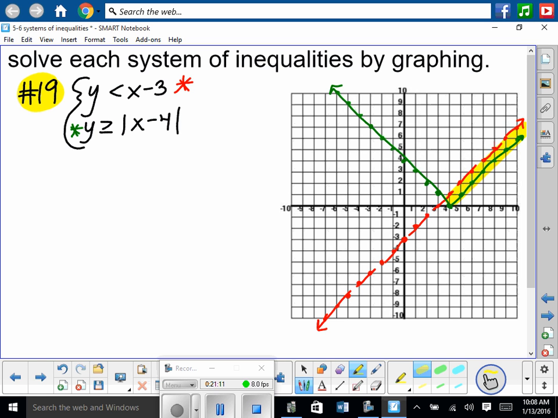So do you see how you can extend this to quadratics? What if it was a quadratic? Wouldn't you just do the same thing? What if you're graphing a quadratic and a line? What if you're graphing a quadratic and absolute value? Do you see how to do this amongst all functions? Yeah. Okay, do I need to do another one?